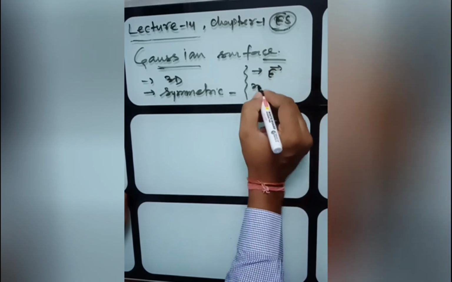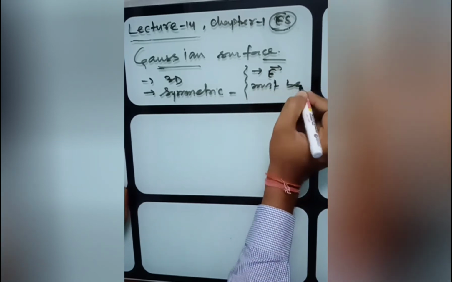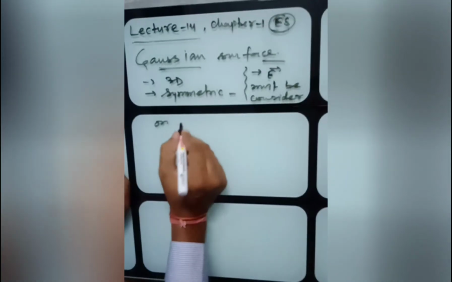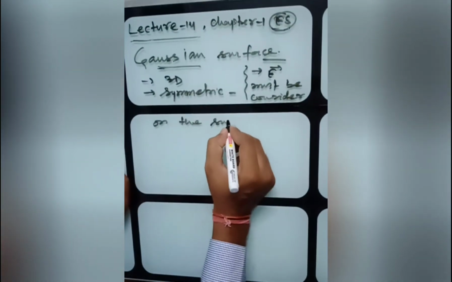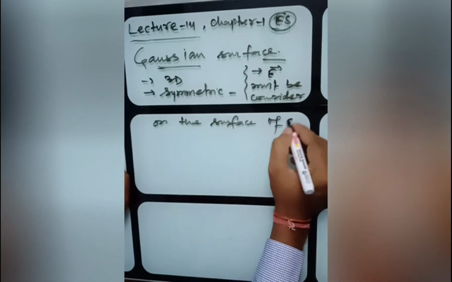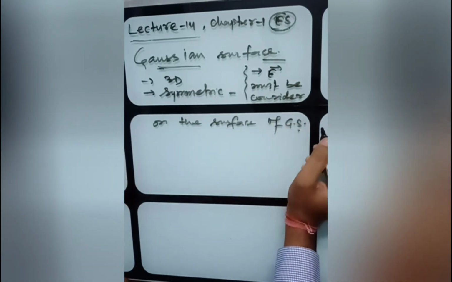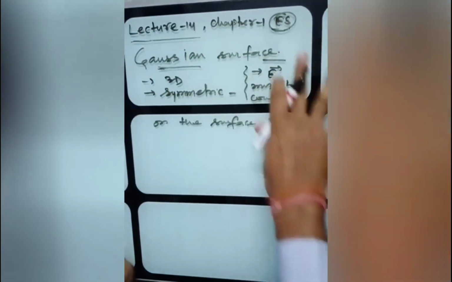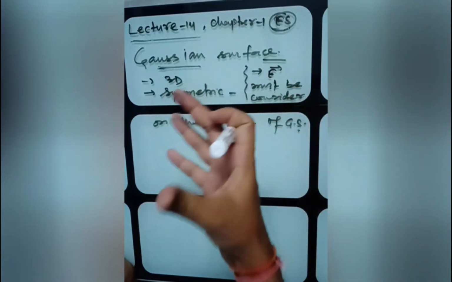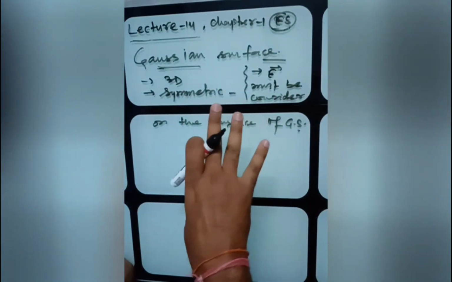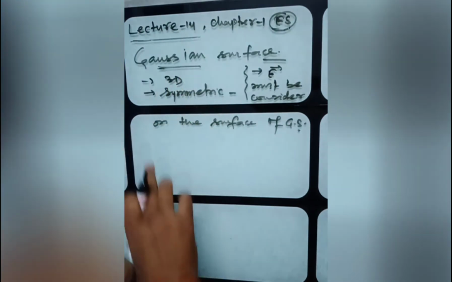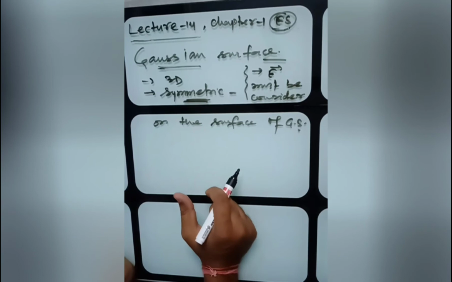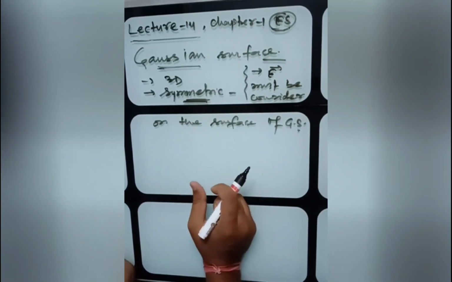E must be considered on the surface of Gaussian surface. Okay, you have to study the electric field on the Gaussian surface. This is very important. Okay, so this will be the structure and the shape of Gaussian surface. What will be the Gaussian surface? You can take of any shape, three-dimensional, but the symmetric shape will give you the easy way to find the electric field. Remember, it will give you the easy way to find the electric field.